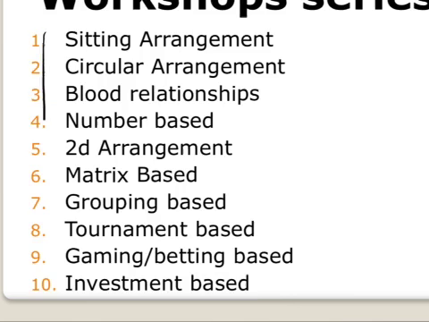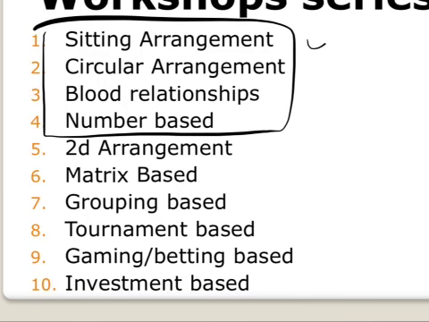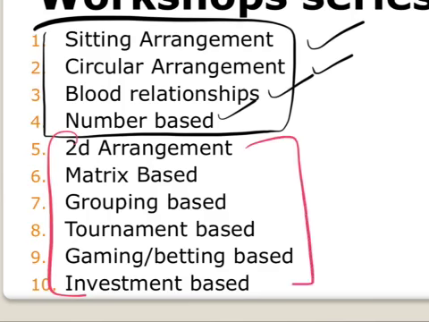Out of these things, the first four are very simple: seating arrangement, circle arrangement, blood relationships, and number base. Number base, I mean you are 13th rank from the front and 15th rank from the behind. How many people are in the queue? Those kinds of questions. What you are going to face problems with, or what is typically a problem, are these six things: 2D arrangement, metric based grouping, tournament based gaming, investment. I'll explain each of them.